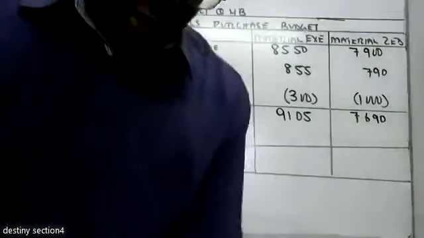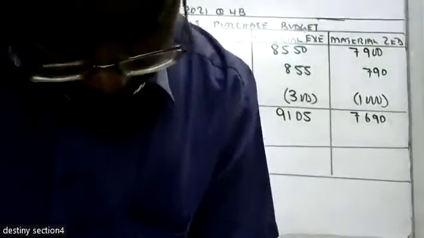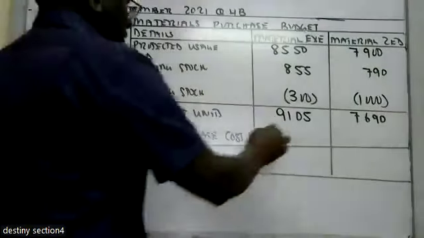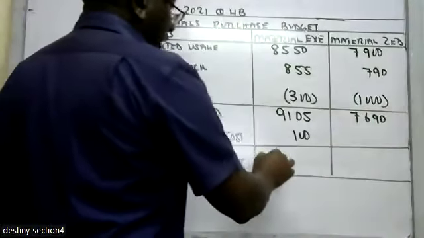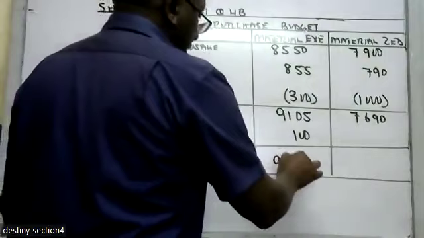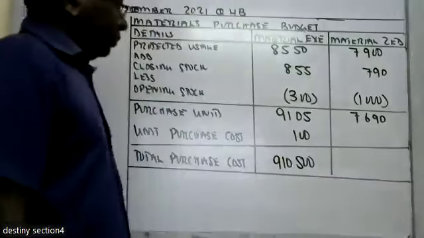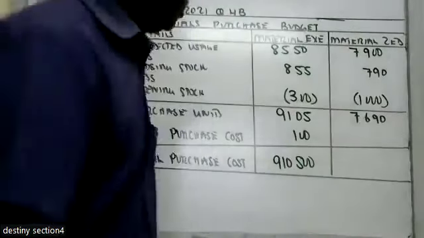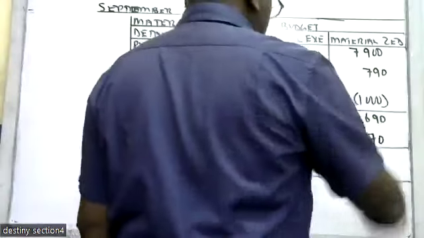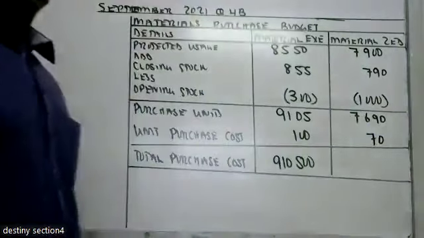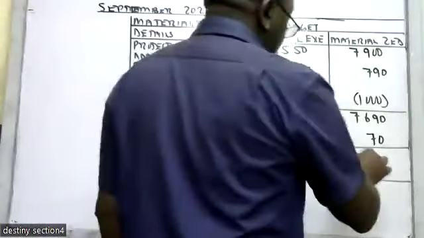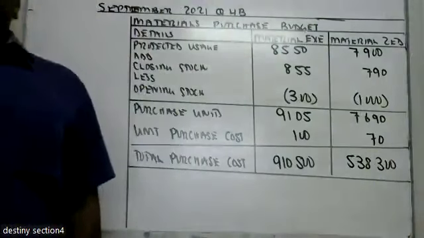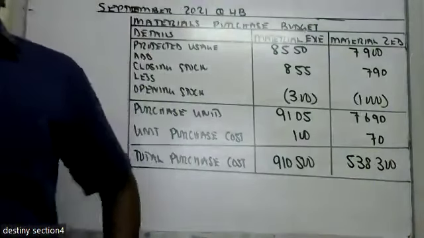Sasa later the what? The unit cost. 1 kilo of X is going for 100 shillings. So if you multiply, that would be 910,500. Alafu 1 liter of Z is going for 70 bob. So when you multiply, you get by what? 538,300. Your pesa that we are supposed to put aside ready to pay for materials.